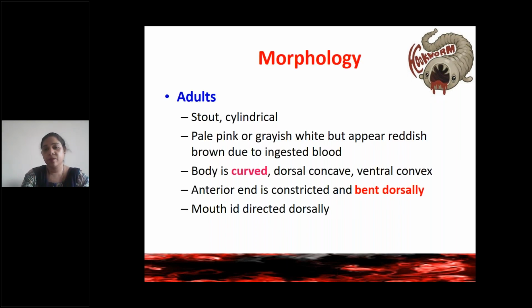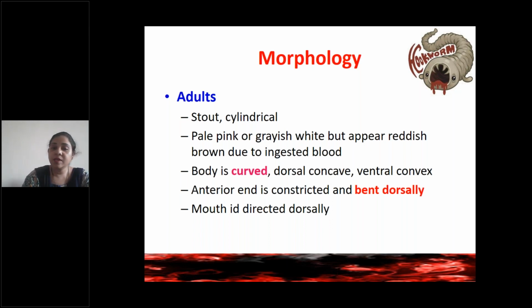Morphology. What is the morphology of hookworm? First, you will be learning about morphology of adult worm and morphology of ova or eggs. This is morphology of adult worm. Adults are stout and cylindrical in shape. Their color is usually pale pink or grayish white, but they may appear reddish brown due to ingested blood.